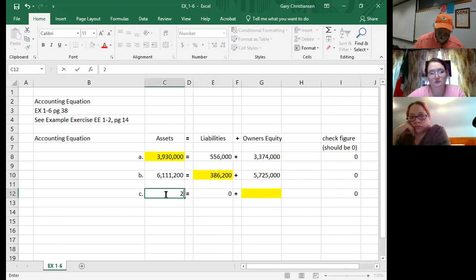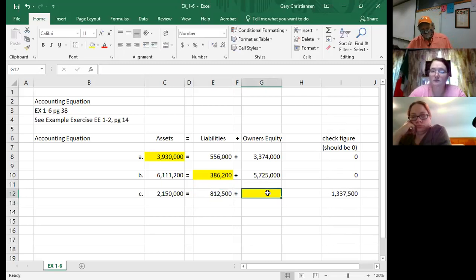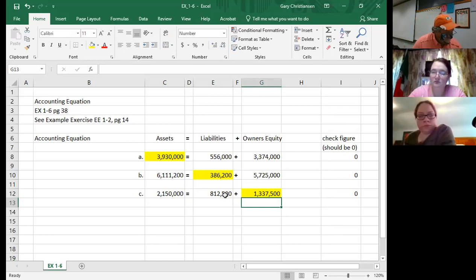We have $2,150,000 of assets. Do I need a note? Yeah, there we go. Sometimes I forget a zero. And we have total liabilities of $812,500. So again, this is just a subtraction formula. Assets minus liabilities equal. There we go.